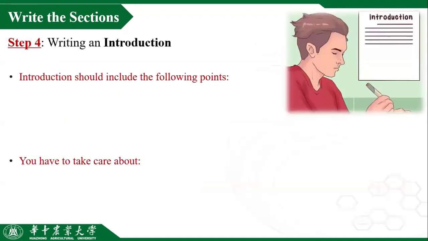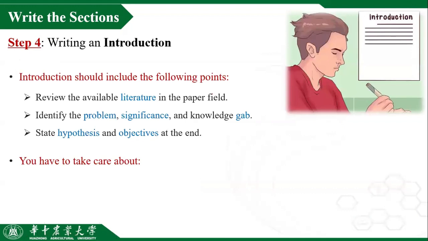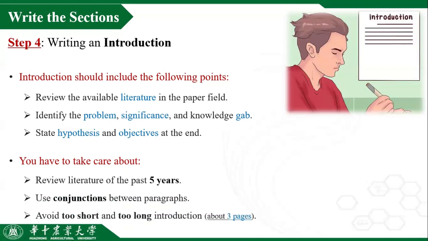After that, writing the introduction. This is the sequence we just mentioned at first. In the introduction, as we said before, you have to review all the available literature we screened before and identify the problem, significance, and gap. Finally, in the last paragraph, state the hypothesis and objectives. And take care to review the literature from the past 5 years, because these are the most up-to-date references you may refer to. If you cite old papers, this is not good, and may be a concern for the editor or the reviewer.